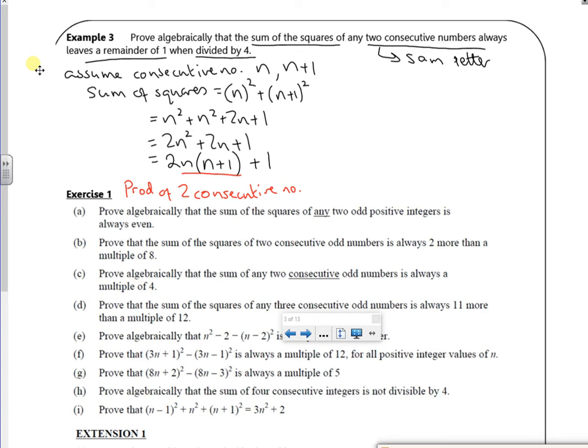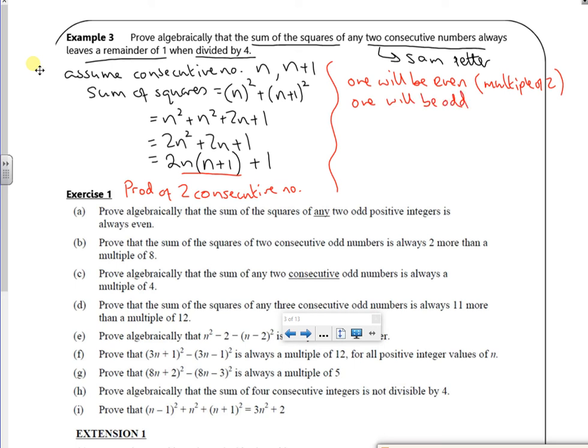If that's the case, one will be even and one will be odd. And then if they're multiplied together, that gives an even number. But more importantly, it is the product of two consecutive numbers, so one will be even, which has to be a multiple of 2, and one will be odd.